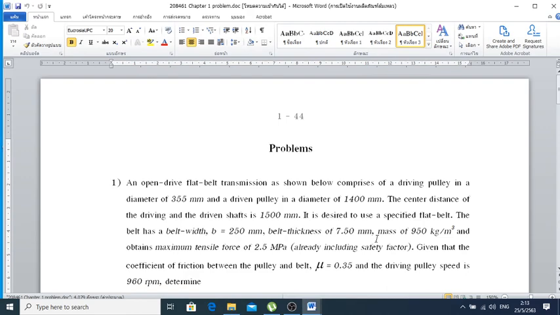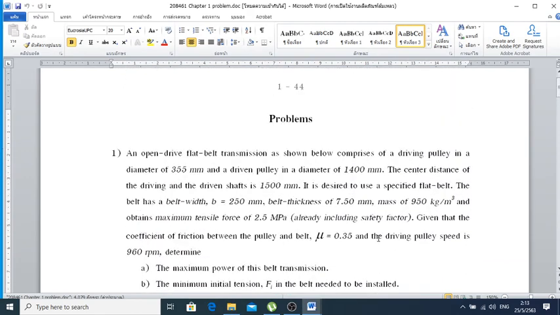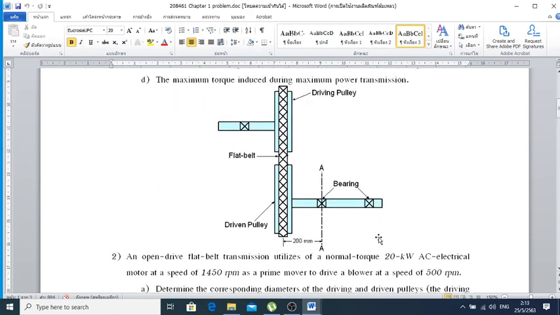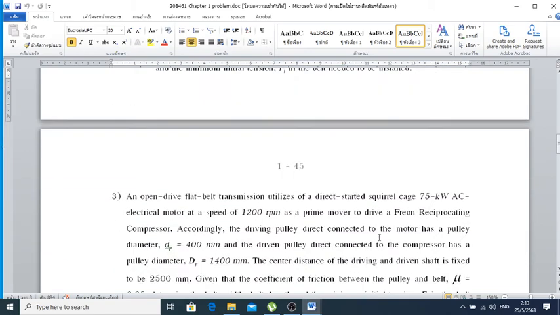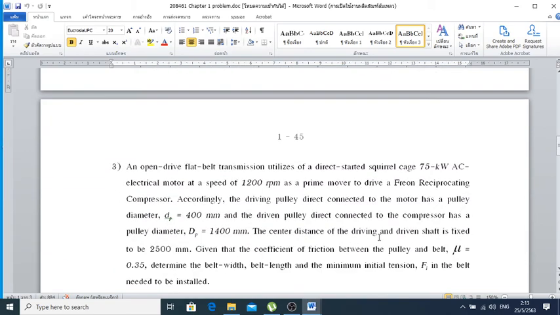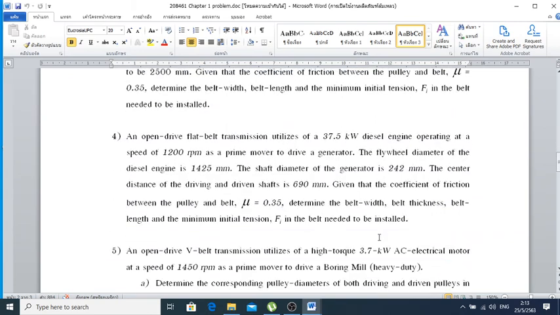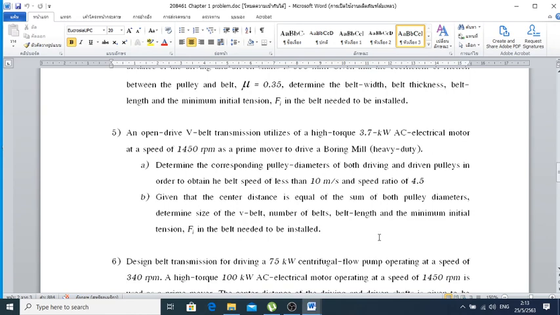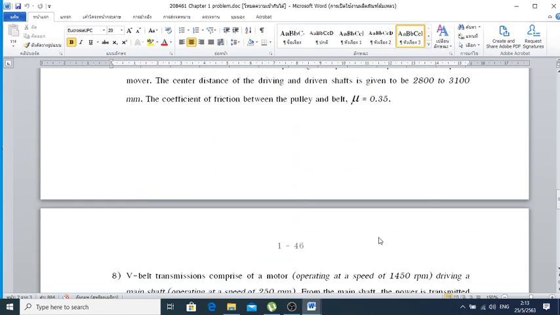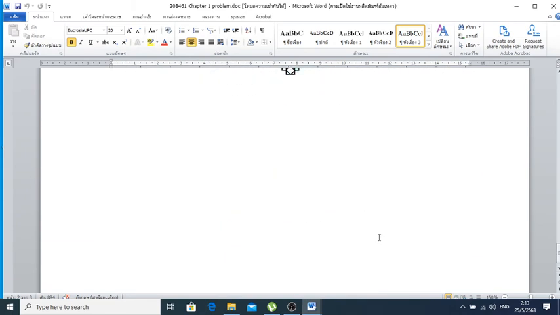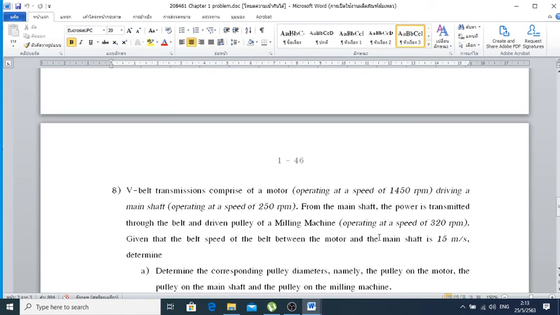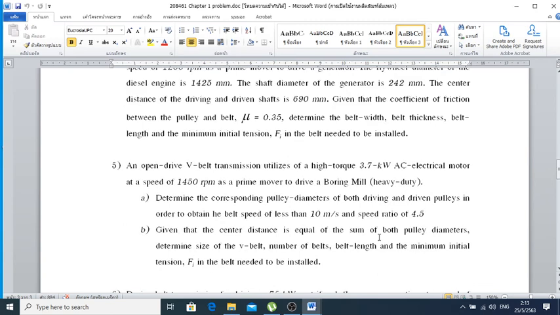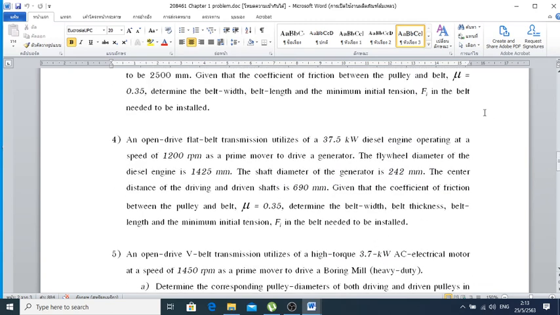So I also have many problem sets. Number one is a very good design problem, and number two is for the flat belt. Number three, also the flat belt. Number four, flat belt. Number five, the V belt. And six, seven, eight are V belt respectively. Please try them out yourself, and you'll see the problems in the problem set there.